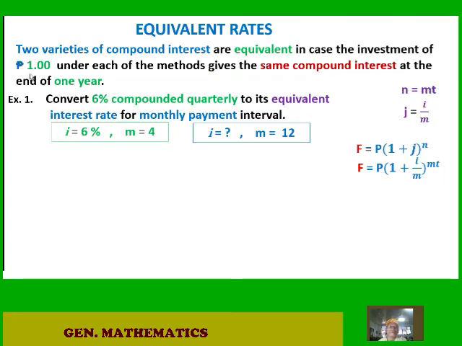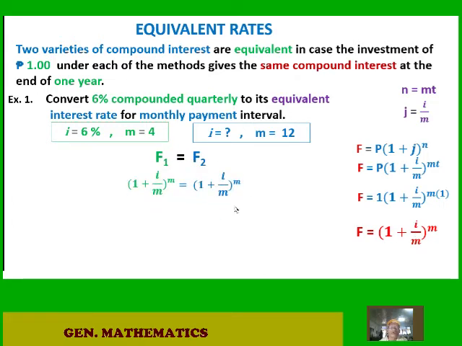Our principal for simplicity is just 1 peso. Our time T is just 1 year. So substitute P with 1, T with 1, then simplified form. Okay, these two rates are equivalent if the 6% compounded quarterly must earn the same compound amount, F, with an unknown interest rate compounded monthly. So, F1 must be equal to F sub 2.